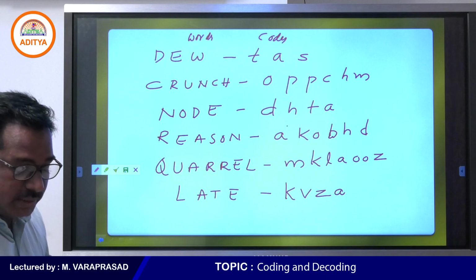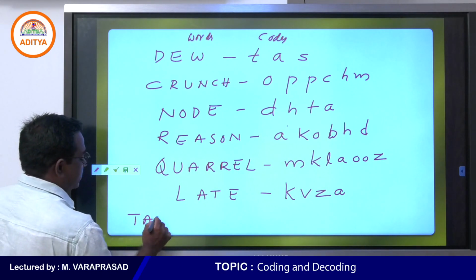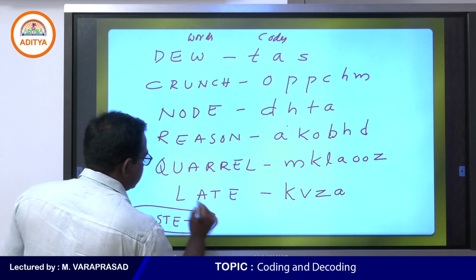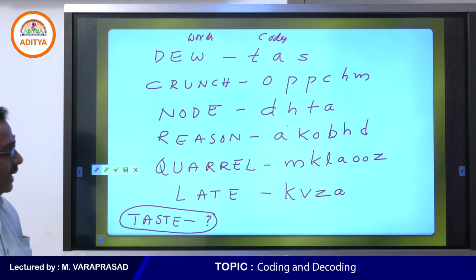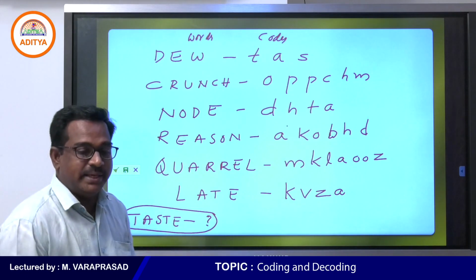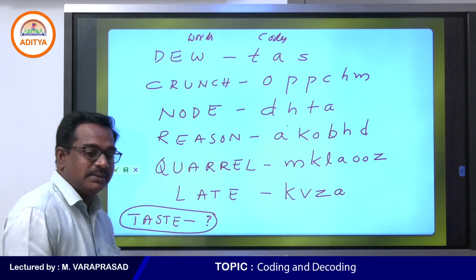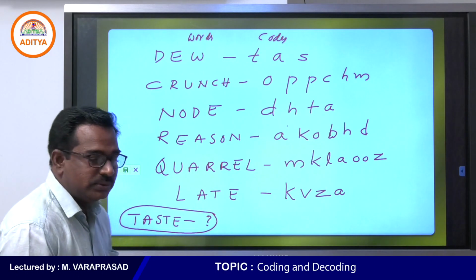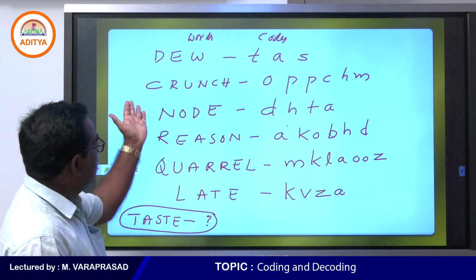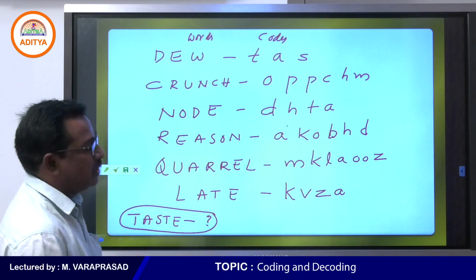My first question is, what is the code word for taste? T-A-S-T-E, taste. Any one of you? Taste is not there here. So there is a little difference from the previous question. We are doing coding by comparison. The word is not there, which means you need to compare letter to letter. How to compare, see.